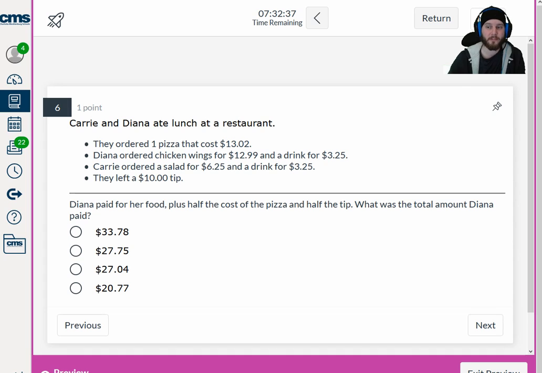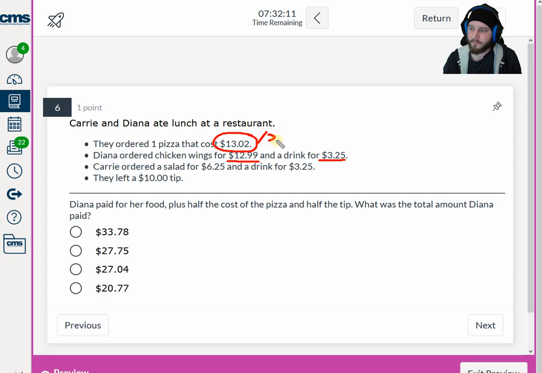Okay, this one's really tricky. This was a hard one. So this one, it said they ordered one pizza. Diana paid for her food. So Diana paid for this. We're going to say that probably also means she paid for her drink. Let's see, half the cost of the pizza. So we've got to take this and divide it by 2. And she paid for half the tip. So we've got to take this and divide it by 2. Everything in red, Diana paid for.